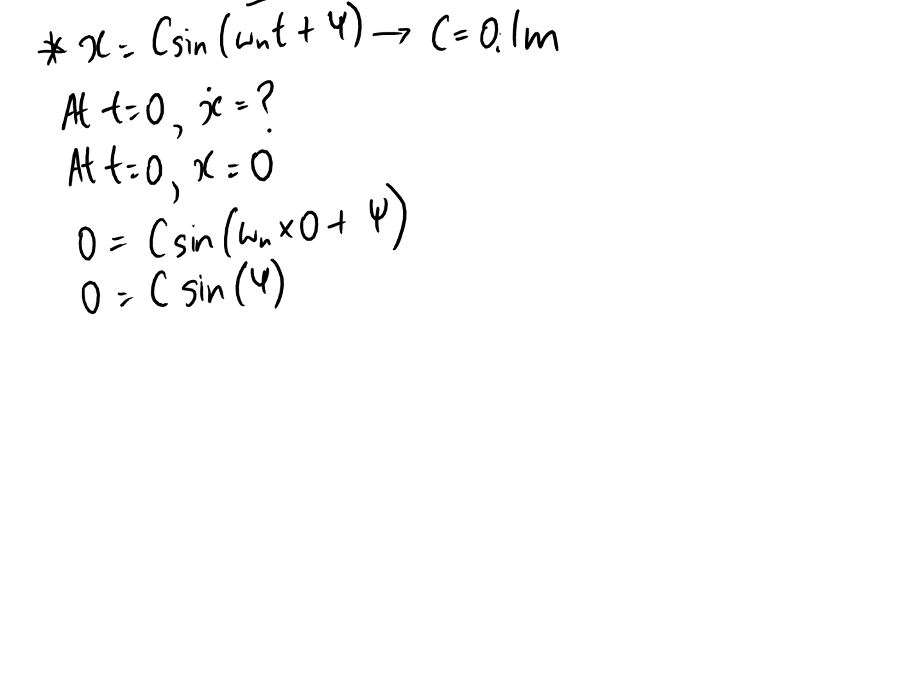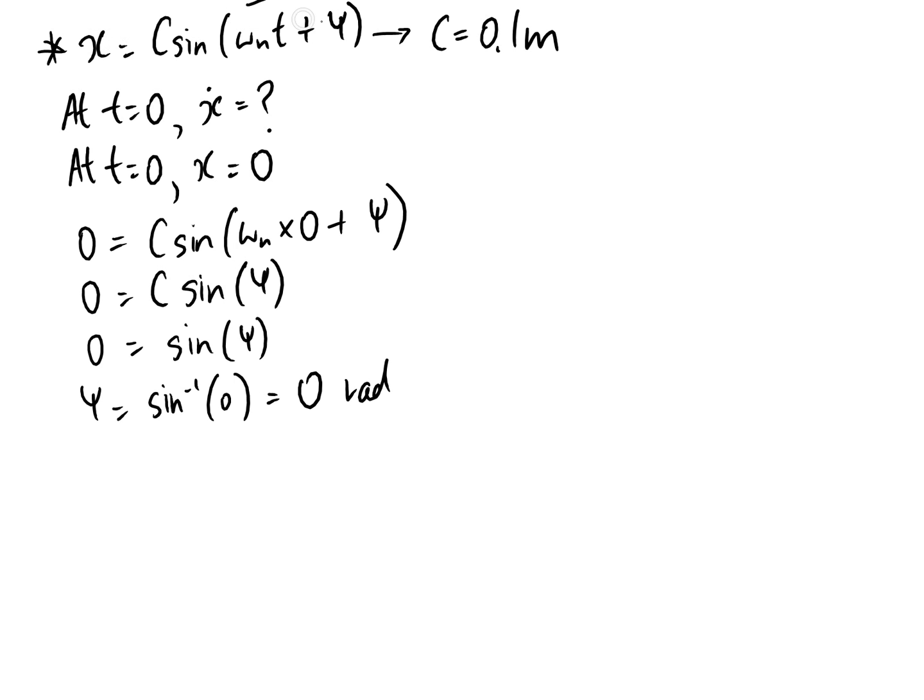What that's going to mean is if we divide both sides by c, we get that 0 equals sine phi. And if you solve for phi, it actually comes out to be 0. So our phase shift is 0. It's going to be a perfect sine wave. So now we just need to work out what x dot is.